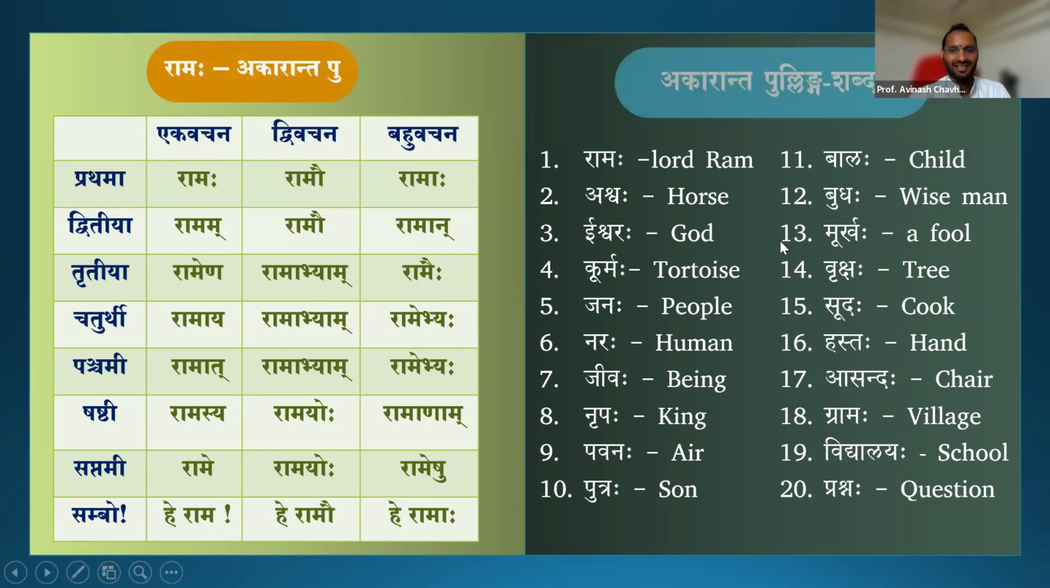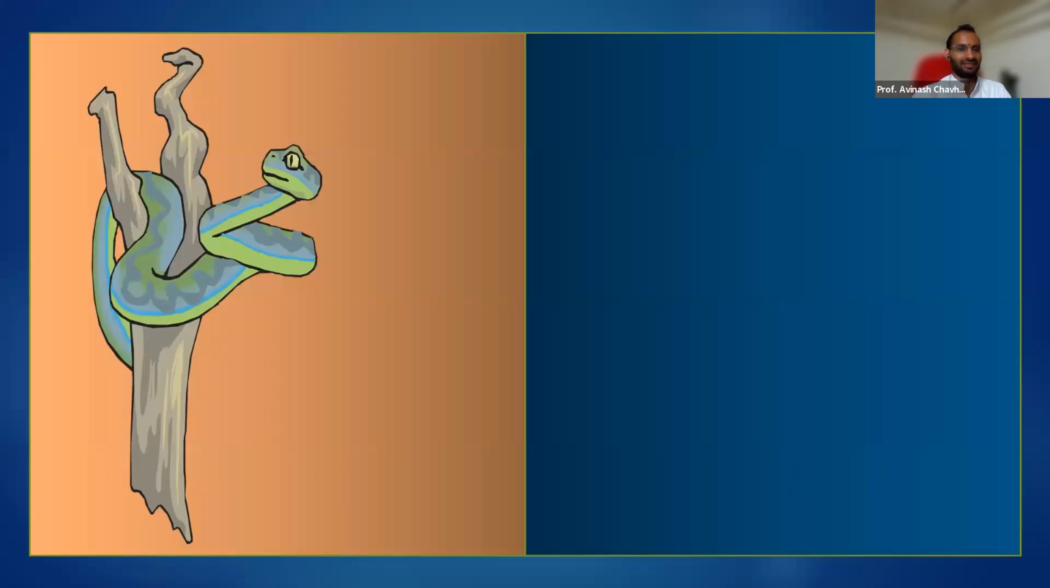Good. Now, these were Akaranta. What do you say now on this picture? A snake, sir. Where is it? Snake on a dry tree, on a dead tree. Correct. So now there is a particular shloka regarding this. I would like to explain that.